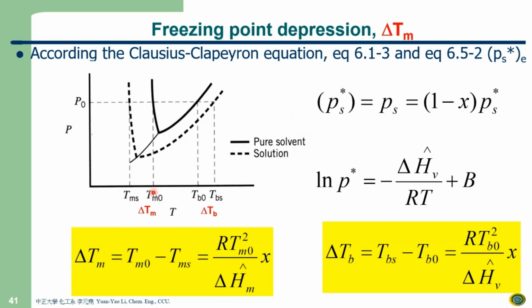Delta Tm will be Tm0 minus Tms equal to RT, the same, right? You just change the symbol here. T is Tm0. For example, for water, that will be 0 Celsius, right? Delta H_m will be the latent heat of melting, from liquid to solid, or from solid to liquid. And again, it's related to the molar fraction of the solute.